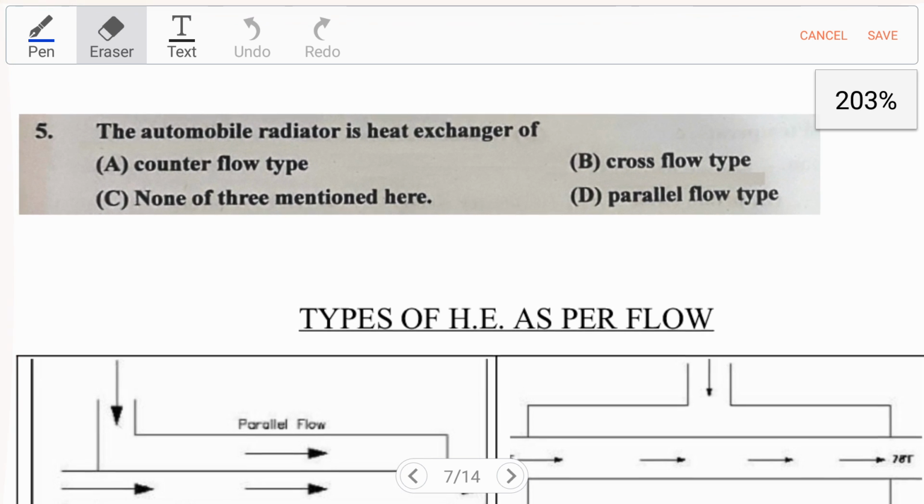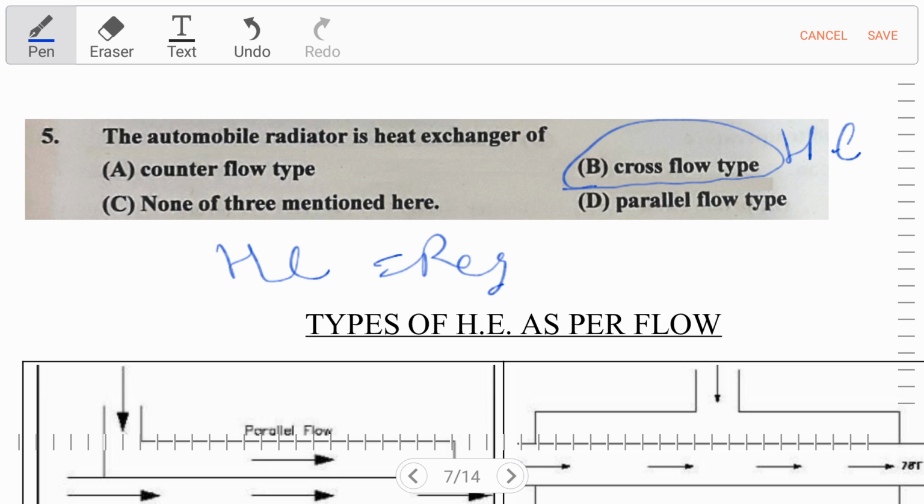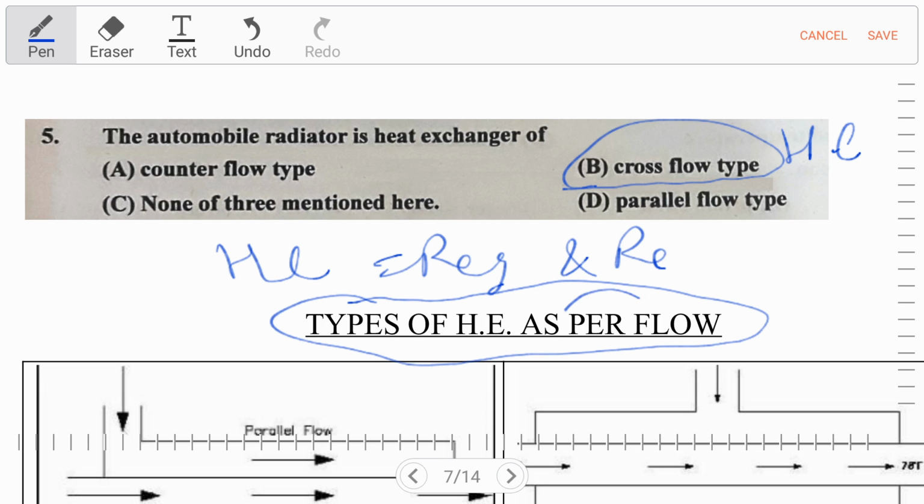The automobile radiator is a heat exchanger of: counterflow, cross flow, none of the three mentioned here, or parallel flow. So our answer is cross flow type heat exchanger. Actually, heat exchangers are regenerative and recuperative type, but from the exam point of view, for MCQ purposes, the types of heat exchanger are shown below as per flow.